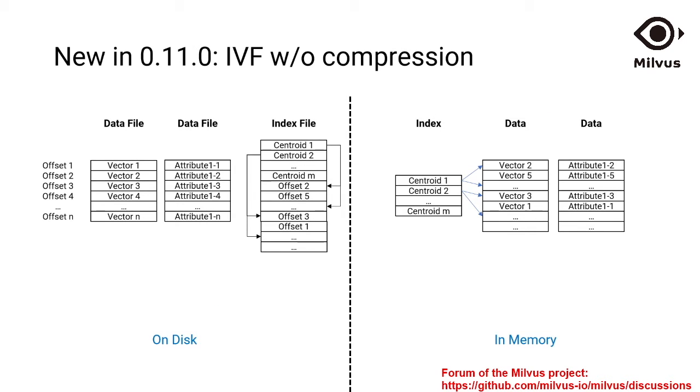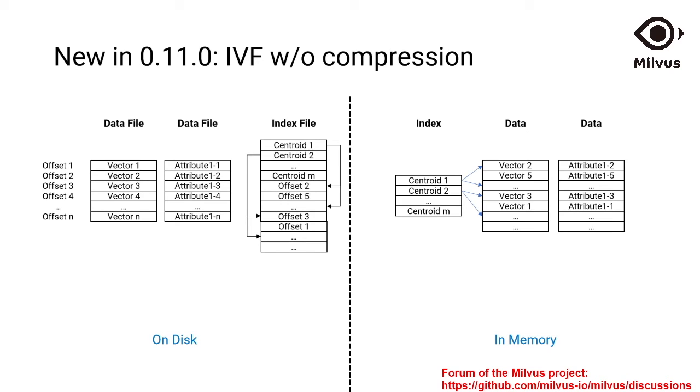This is how it will work in 0.11 for the IVF index without compression, for example, the IVF flat index. Since we will add the attribute support in 0.11, now for each embedding, there could be multiple files, including the file for vector data and the files for attributes. Each attribute will have its own data file. We can define up to 64 attributes for an embedding. These files are aligned through the offset.